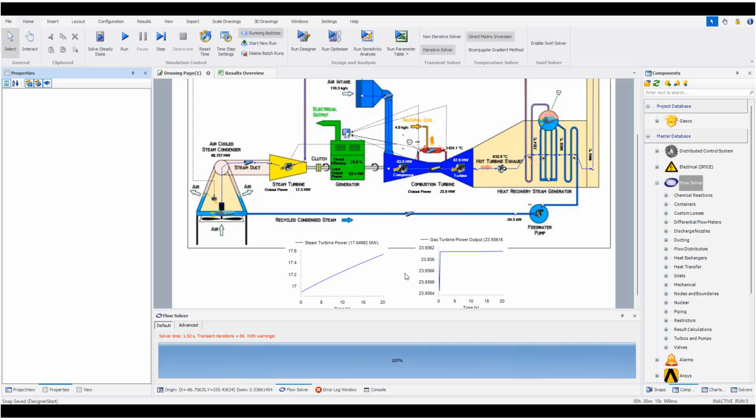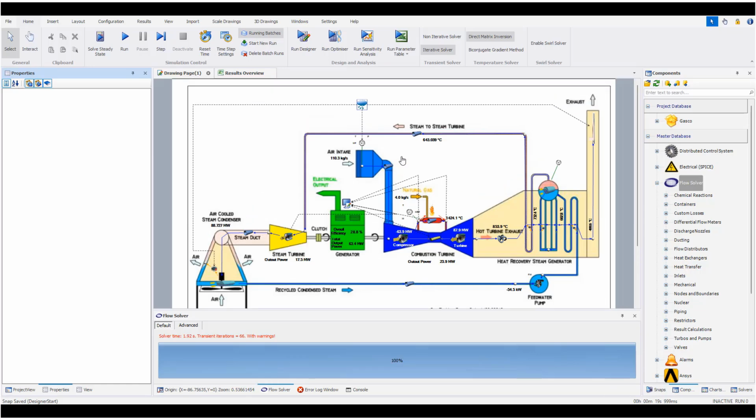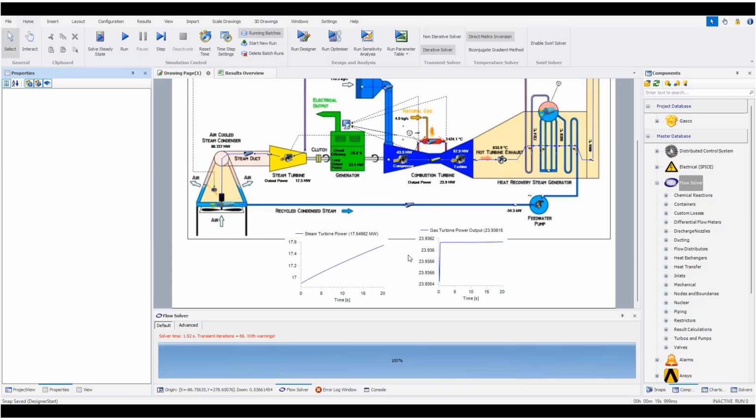I have another video where I will show you how to change the mass flow rate of the input fuel, which is natural gas here, and also consider the effect of the weather. These two parameters I'm going to change and see their effects on the overall efficiency and also the total output power of the power plant.